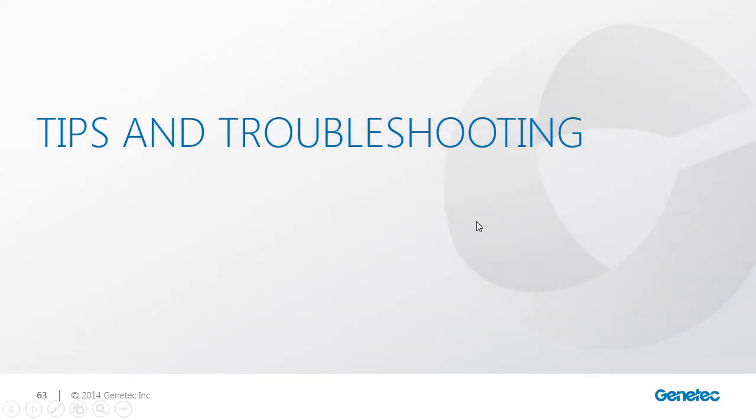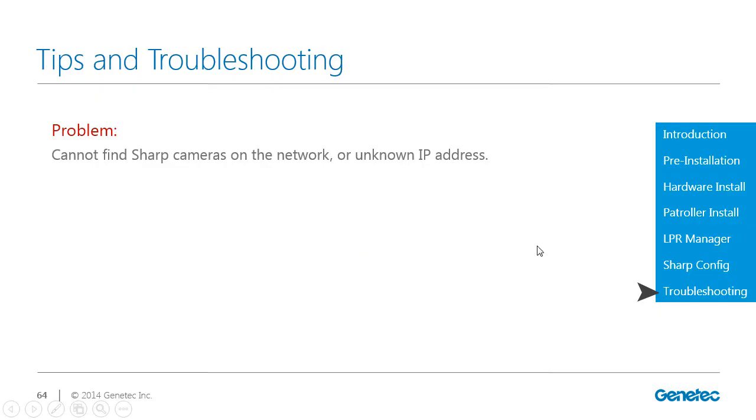Okay, so as I mentioned, this is our last section. We're going to be going through the common issues and how to troubleshoot them. Our first issue: if you're having trouble finding your Sharp cameras on the network, or if you don't know the IP address, if you get a unit and you're not sure what it's set to, you can use the default IP address that's available on all units.